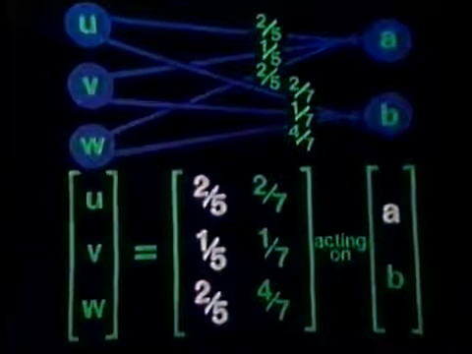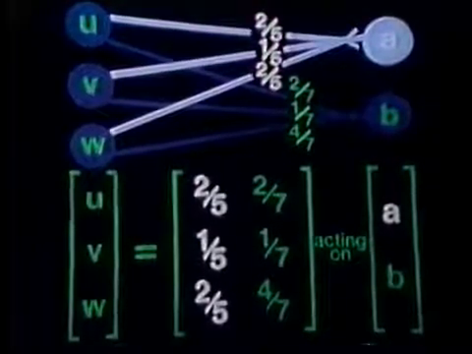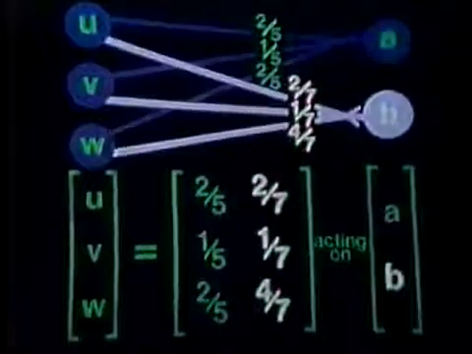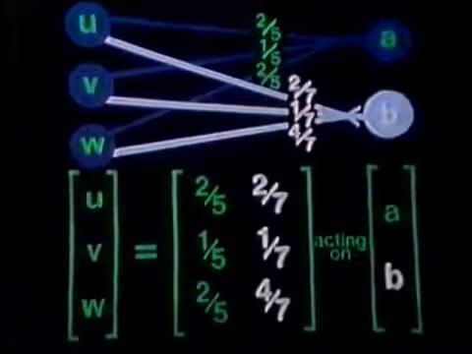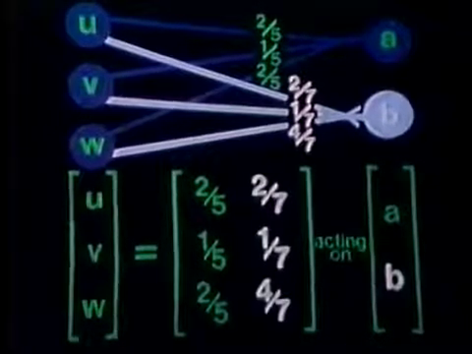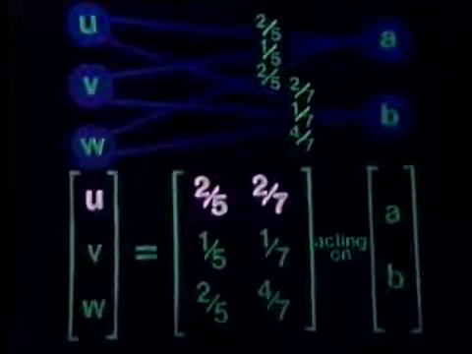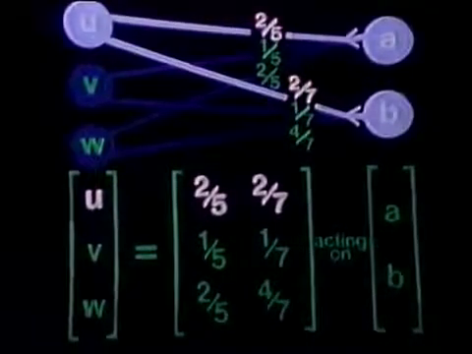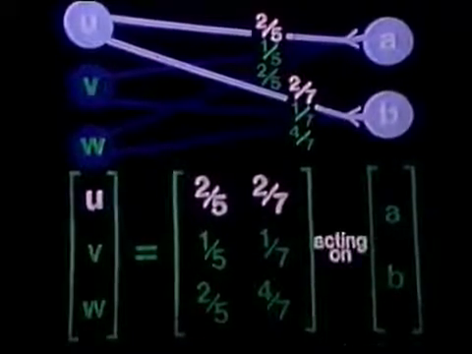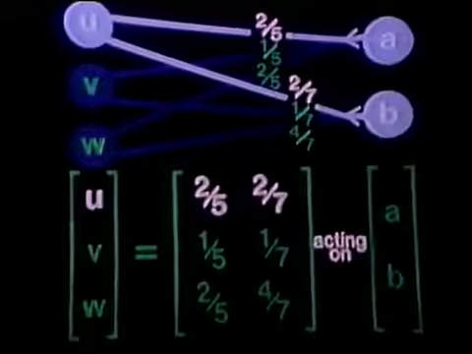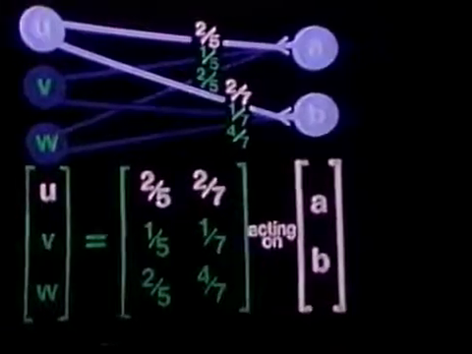The first column corresponds to the first input, A. It gives the proportions flowing from A. And the second column gives the proportions from B. And once the columns are written like this, the rows automatically correspond to the outputs. The first row corresponds to the first output, U. It gives the proportions of A and B, which flow towards U. So we can interpret acting on to mean that the first row is, in a sense, acting on the column of inputs, A, B, to give the value of U.